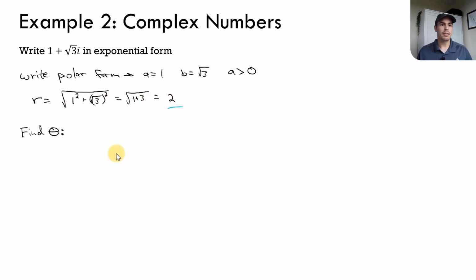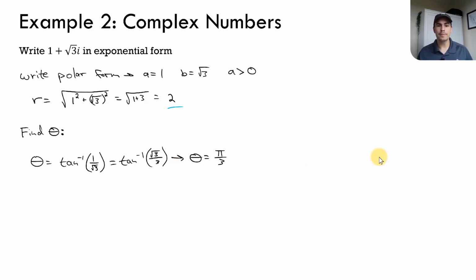And then finding theta next, we would do that with the inverse tangent of 1 over square root of 3. And you could rationalize that to be square root of 3 over 3. And that gives you a theta value of pi over 3. Now you need to be comfortable with your unit circle in order to figure that part out. But we've done that in the past, so I won't go into it.